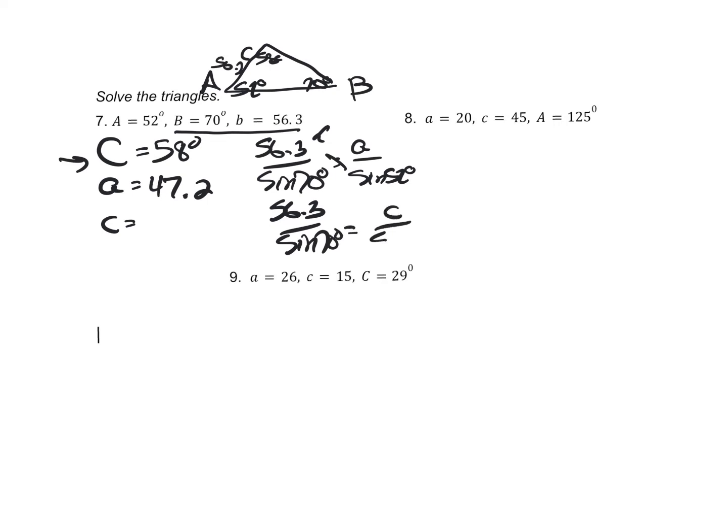Equals little c over sine 58, because now I know that that's 58 degrees. So I'm gonna punch in the calculator, and I'm getting 50.8. Okay, so there's my three answers. There's the rest of that triangle.